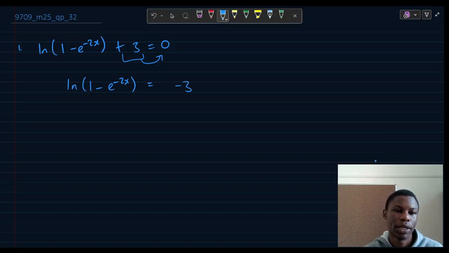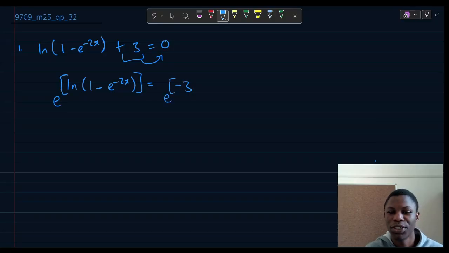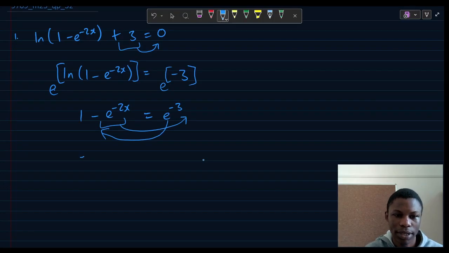And now because we want to get rid of ln, we can just apply the exponential. But what you do on one side, you do on both sides. So this e is the inverse of ln, so it cancels out the ln, and you end up with 1 minus e to the negative 2x, and we've got e to the negative 3 on the other side. And now we want to make x subject of the formula. So I'll move this to that side and I'll move this to that side. So I've got e to the negative 2x is equal to 1 minus e to the negative 3.